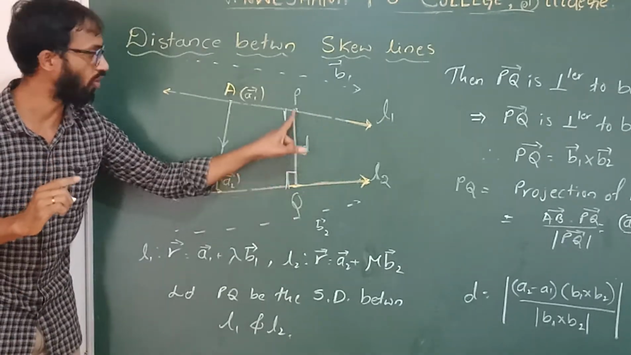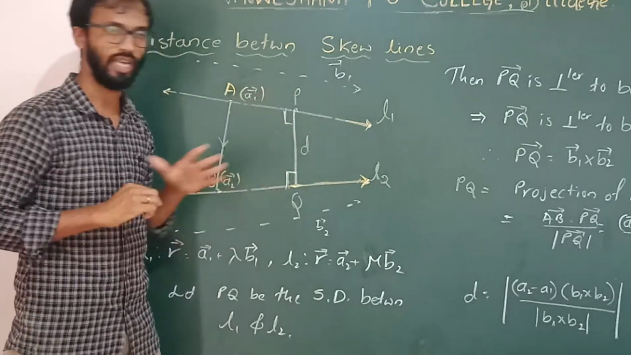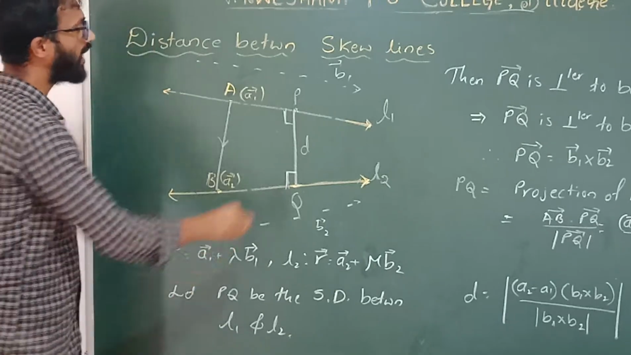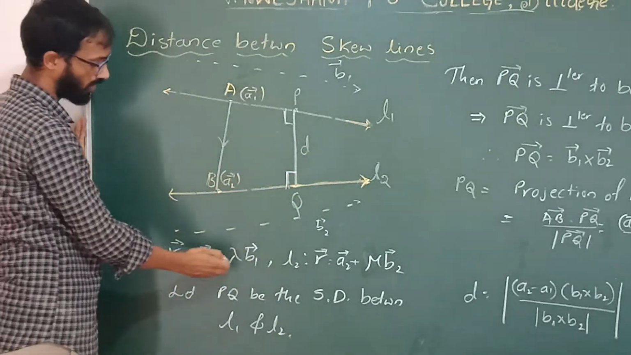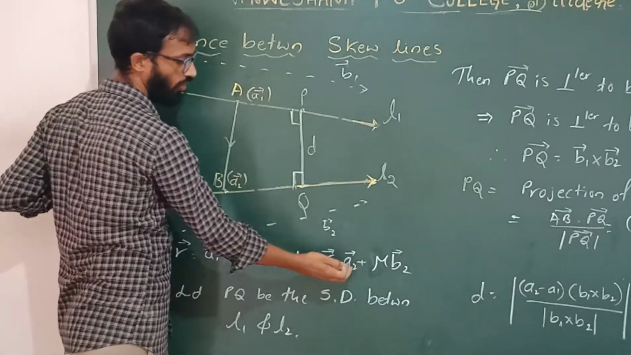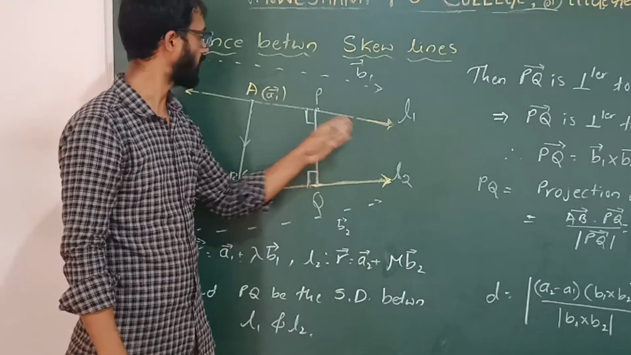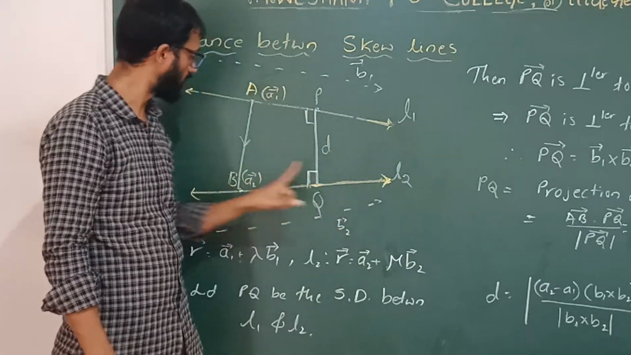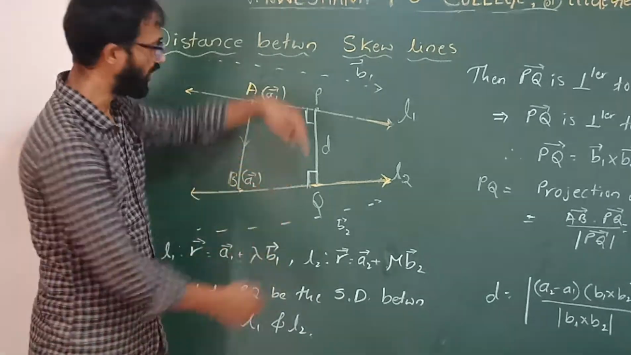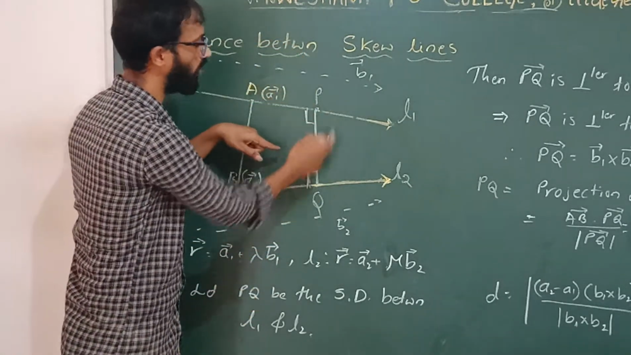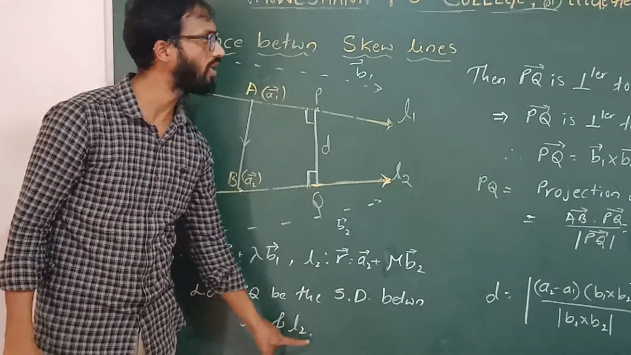Please keep in mind, I want to find the shortest distance, so definitely that will be perpendicular to L1 as well as L2. Now let the equation of L1 be vector A1 plus lambda B1, and the equation of L2 be vector A2 plus mu B2, which is passing through A2 and parallel to B2. Let PQ be the shortest distance between L1 and L2. Let me take it as D.